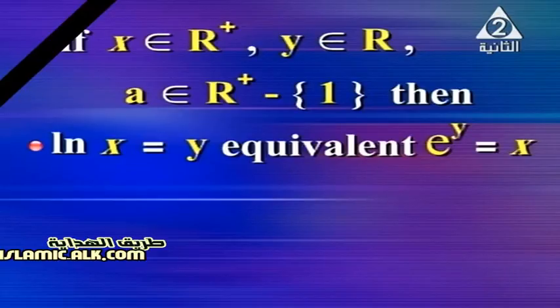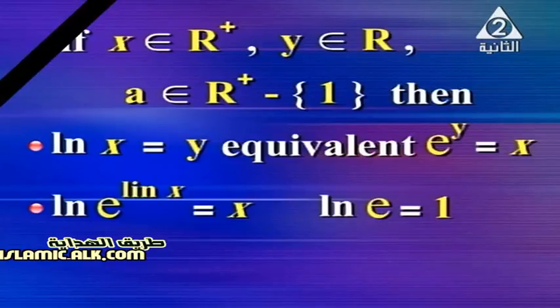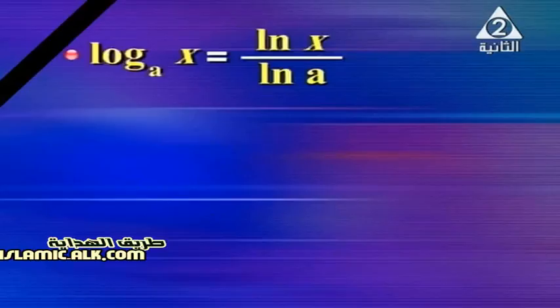What do we mean by ln x equals y? It means e power y equals x. Remember, e power ln x equals x. Ln e equals 1, and ln 1 equals 0. Log base a of x equals log x over log a, which is ln x over ln a.